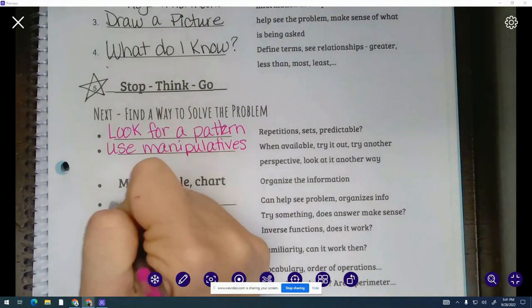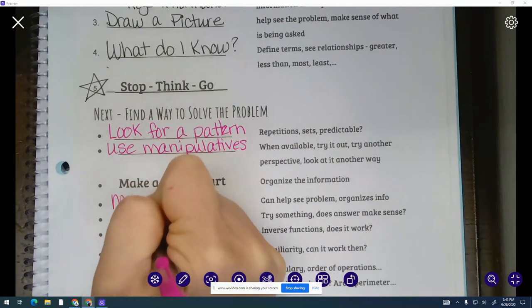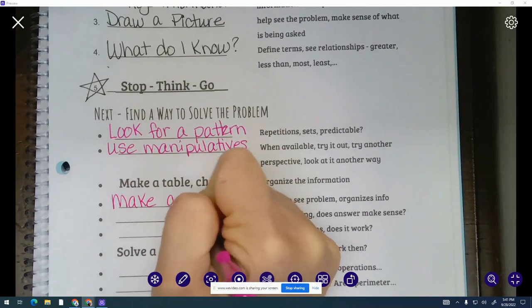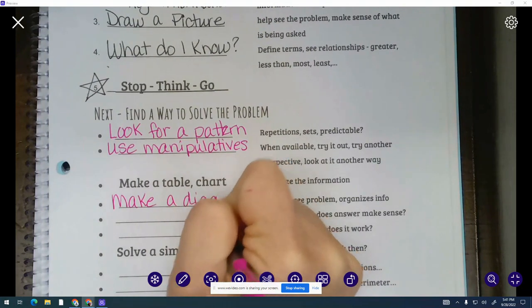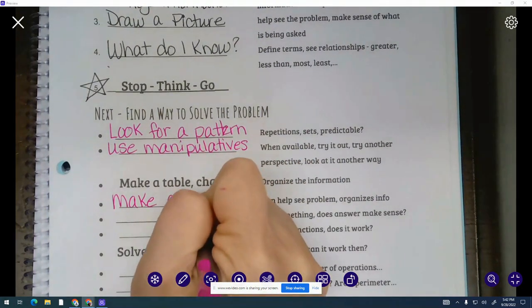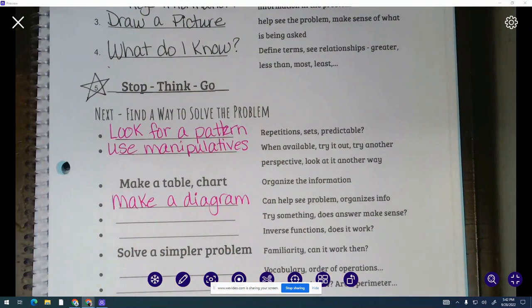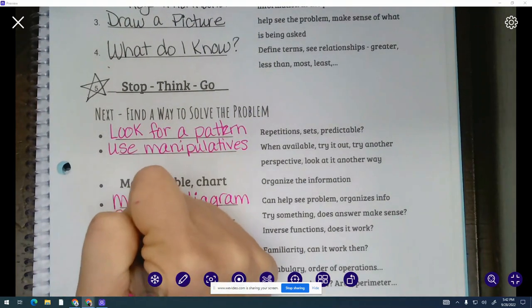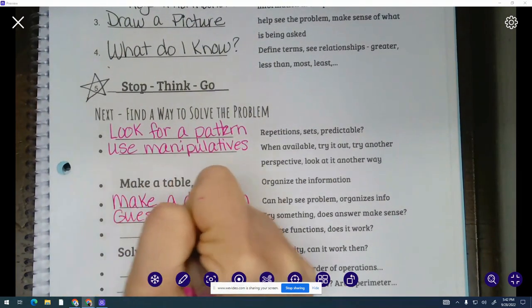Another strategy is make a diagram. Now, some of the way that I draw my pictures might be considered more of a diagram. There is some overlap there, but diagramming can be something like a tape diagram, but it organizes the information. There is also a guess and check.